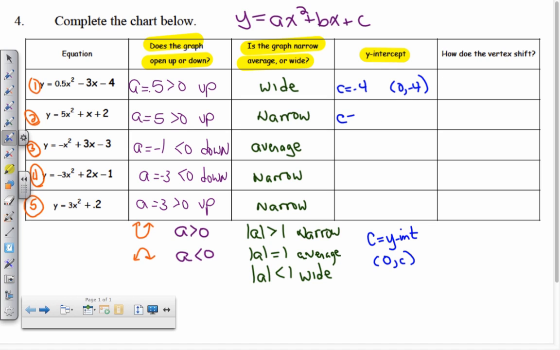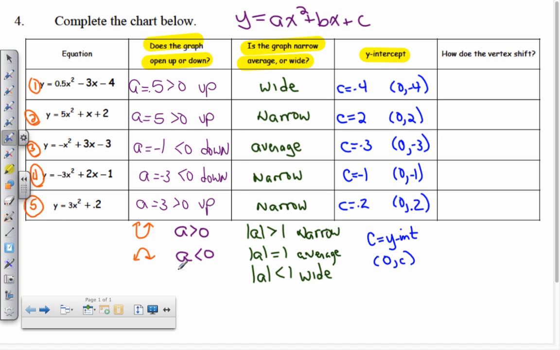In number 2, your c is equal to 2, and so your y-intercept is going to be (0, 2). In number 3, your c is equal to -3, and so that means your y-intercept is going to be (0, -3), and so forth. Number 4, c is equal to -1, so this is going to be (0, -1). In this one, c is equal to 0.2, so this is going to be (0, 0.2), right? So that's that.